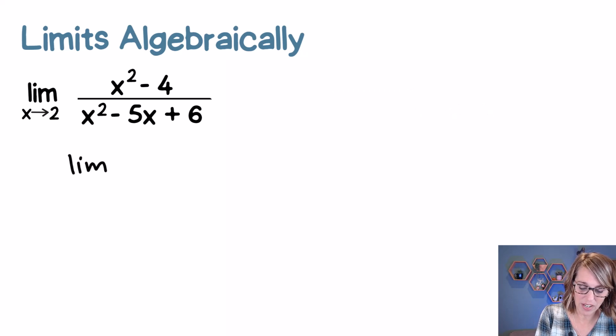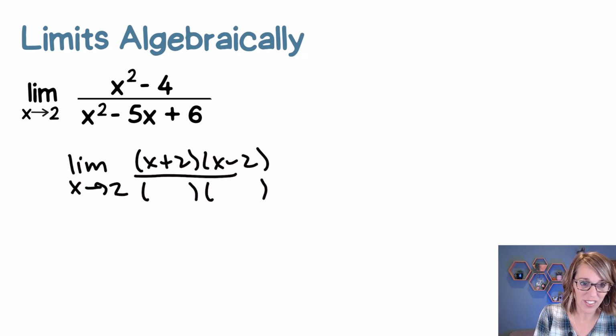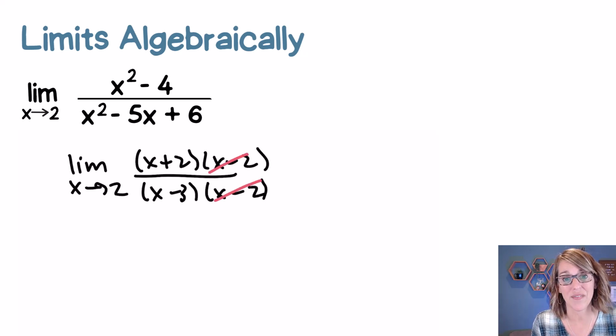So I'm going to take the limit as x approaches 2. In my numerator, I can factor that difference of squares as x plus 2, x minus 2. And in the denominator, I can factor that trinomial into 2 binomials. X minus 3, x minus 2. The order doesn't matter. Now I notice that I've got x minus 2's in both of them.